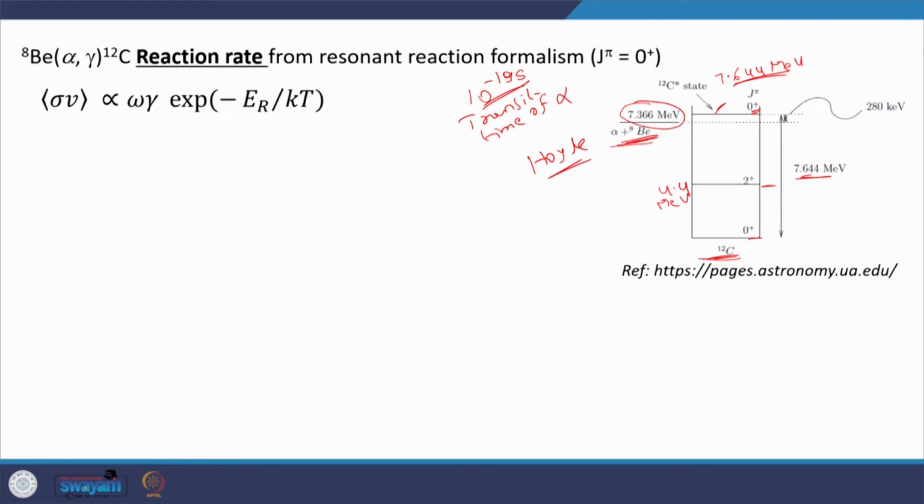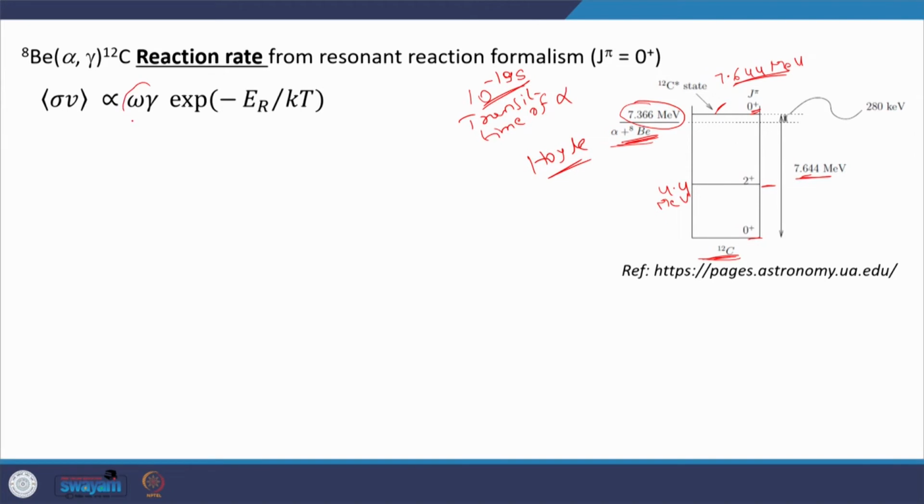All right. Now, once it is known that the reaction is a charged particle induced resonant reaction, let us go ahead with the reaction rate formalism for resonant reactions. Sigma V is proportional to the strength of the resonance and an exponential factor, where ER is your Hoyle state, 7.644 MeV. And you know how to find the strength of the resonance? It is the product of the partial widths, here in this case the alpha particle threshold and the radiative process partial widths, okay, and then the total width.